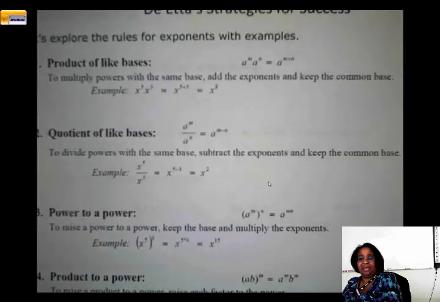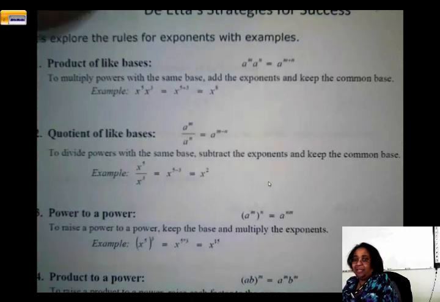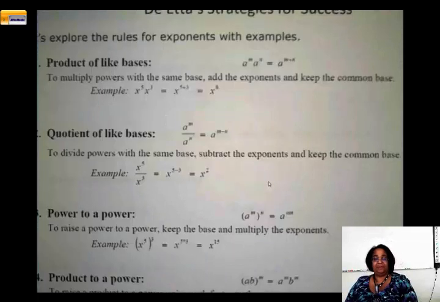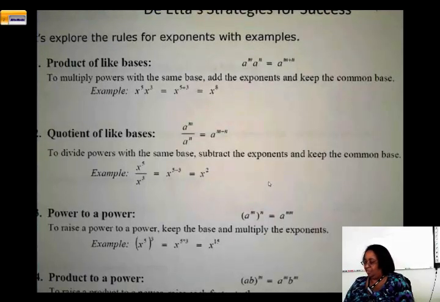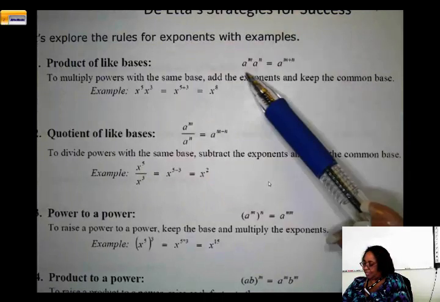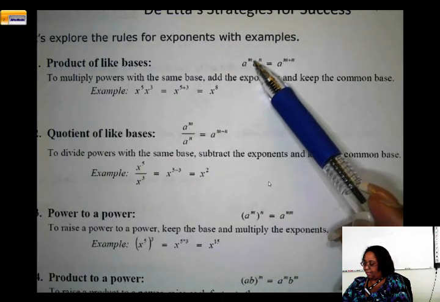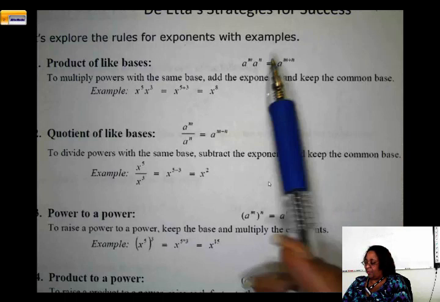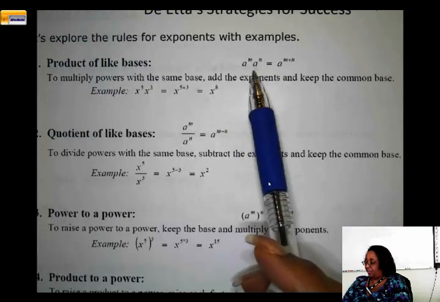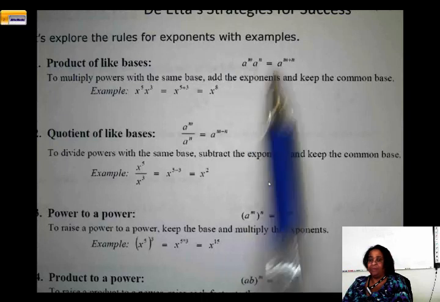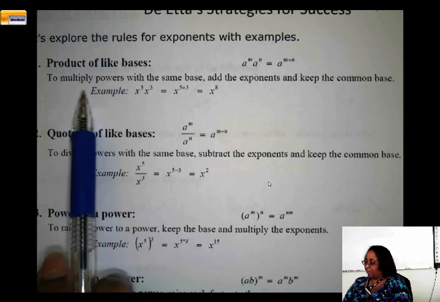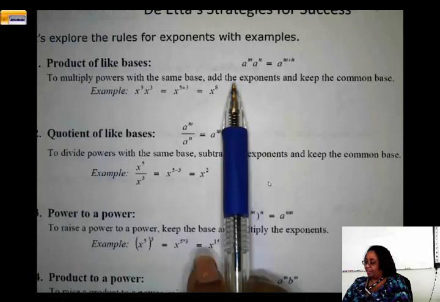An exponent has a base, and the exponent part is the number that's to the top and to the right of the base. So, in this case, we have the base A with an exponent of m and another base A with an exponent of n. What operation is going on here with these two? No, it's multiplying. Okay. Now, this is the rule.